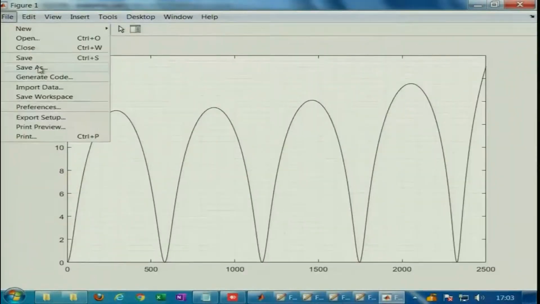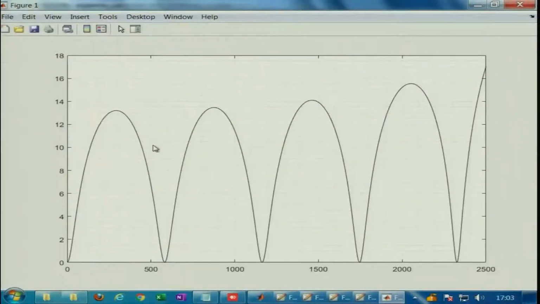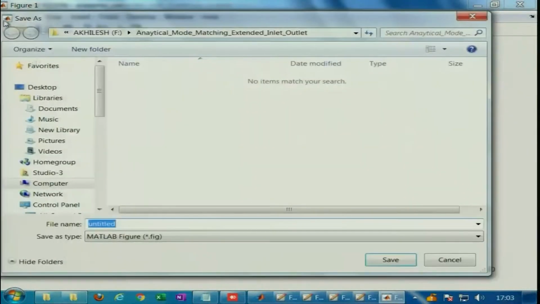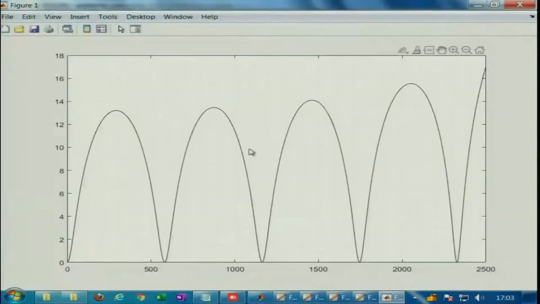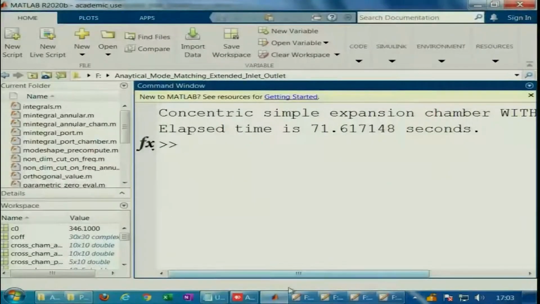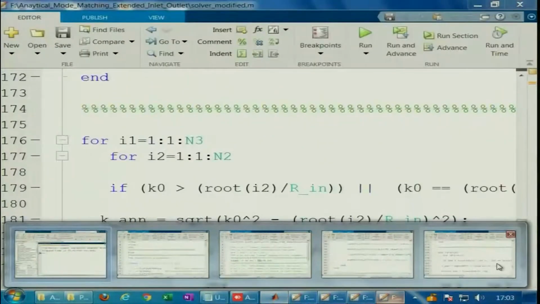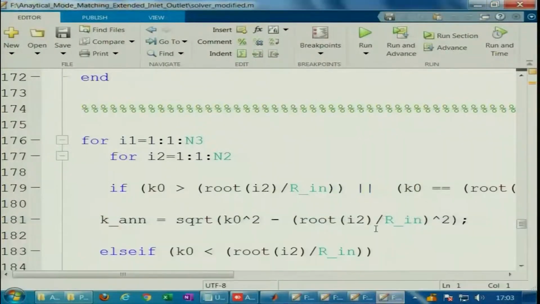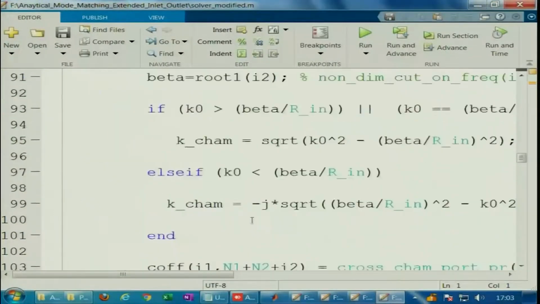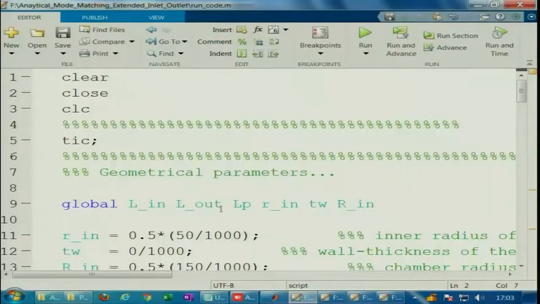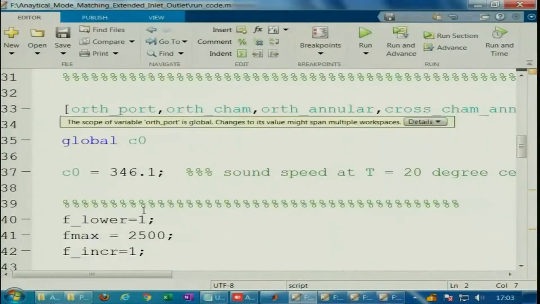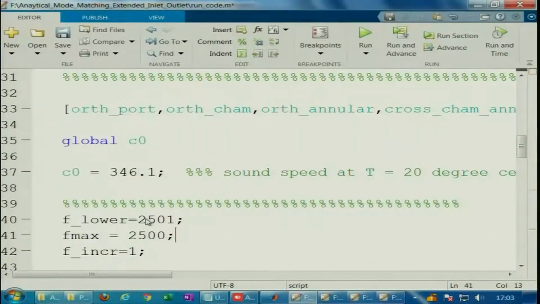So, what I can do, I can actually save the file, it is going to take some time, and possibly run it. It takes about 71 seconds only, because you have pre-computed most of the integrals and employed these matching conditions. For a faster system it would evaluate faster. So, now let us say we change the upper parameter and go up till 3500 hertz.